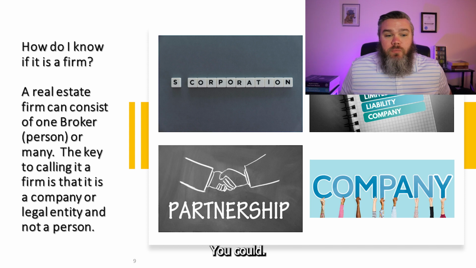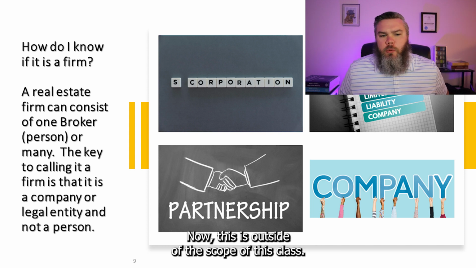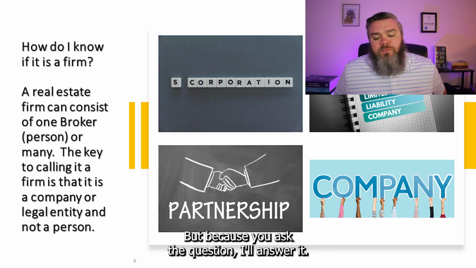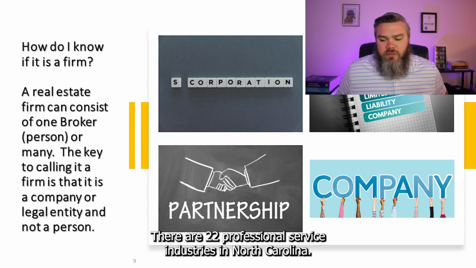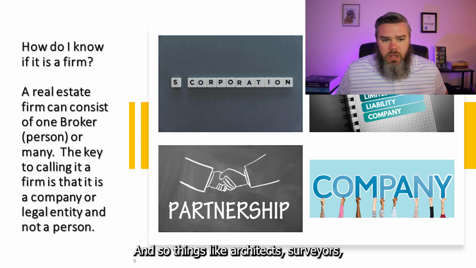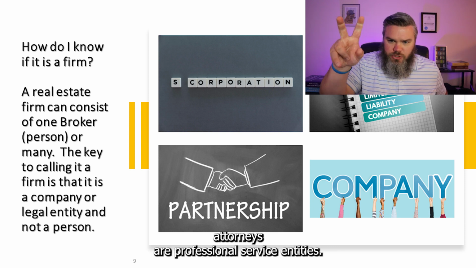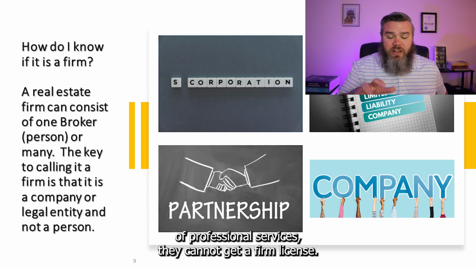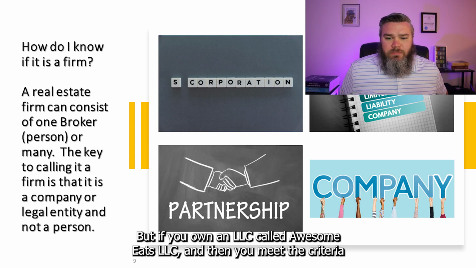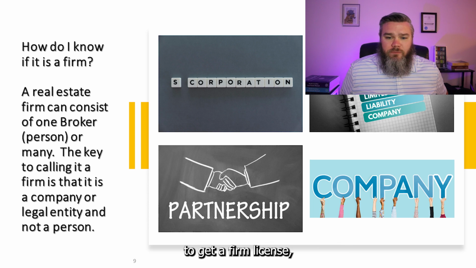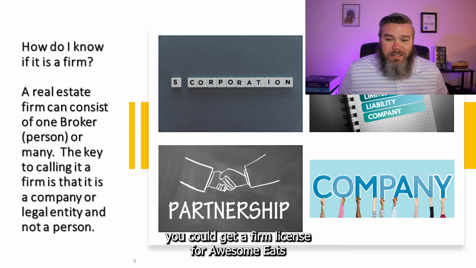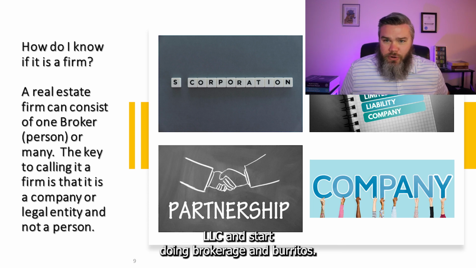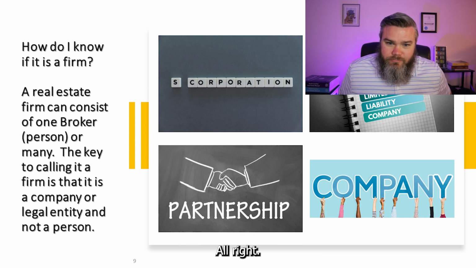You could. Here's the exception. Now, this is outside of the scope of this class, but because you asked the question, I'll answer it. There are 22 professional service industries in North Carolina. Things like architects, surveyors, attorneys are professional service entities. So if you created an entity that fell under the category of professional services, they cannot get a firm license. But if you own an LLC called Awesome Eats LLC, and you meet the criteria to get a firm license, you could get a firm license for Awesome Eats LLC and start doing brokerage and burritos. All right. There you go.